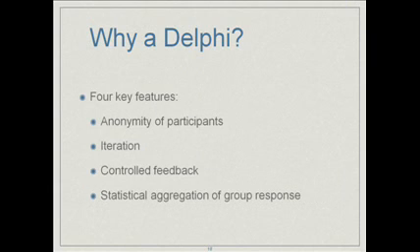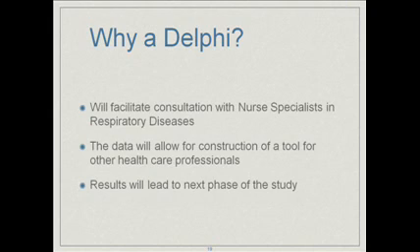The Delphi has 4 key features. They are anonymity of participants, iteration, controlled feedback, and statistical aggregation of group response. I'm using a Delphi in my project because it will allow me to consult with nurse specialists in respiratory disease on my research topic in order to construct the tool that I mentioned earlier, as such a tool does not currently exist. And as I said before, the results will lead to the next phase of my project.